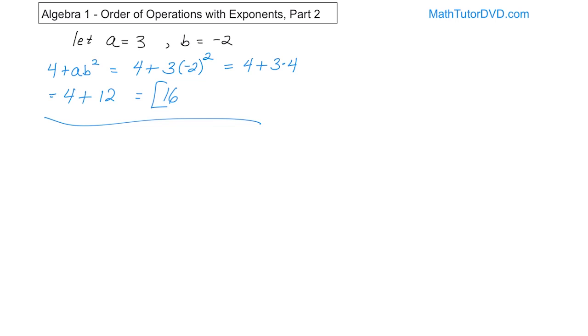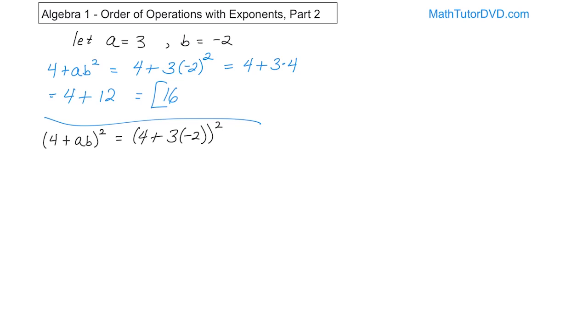Now we're still going to have a and b set the way that they are, but we're going to change the problem slightly. 4 plus (a b) squared. Notice it looks very similar to this one, but now we have a set of parentheses. That changes things. Let's see how it changes. Let's plug in, first of all, 4 plus a is 3 times b, which is -2, and I'm going to write it in parentheses like this.